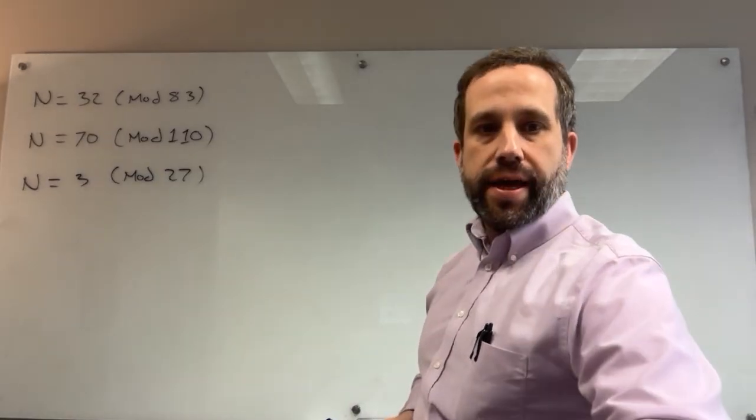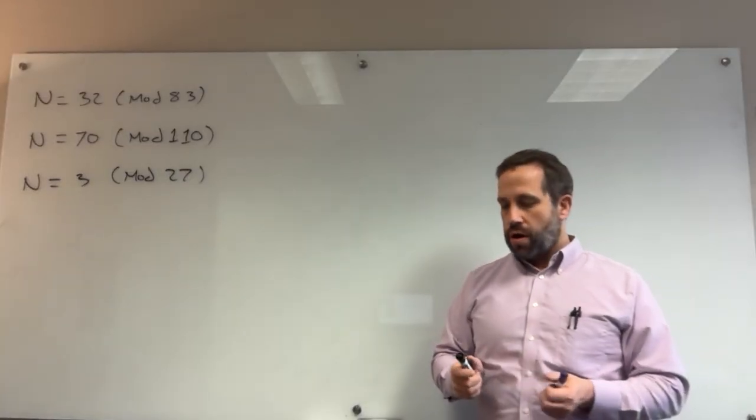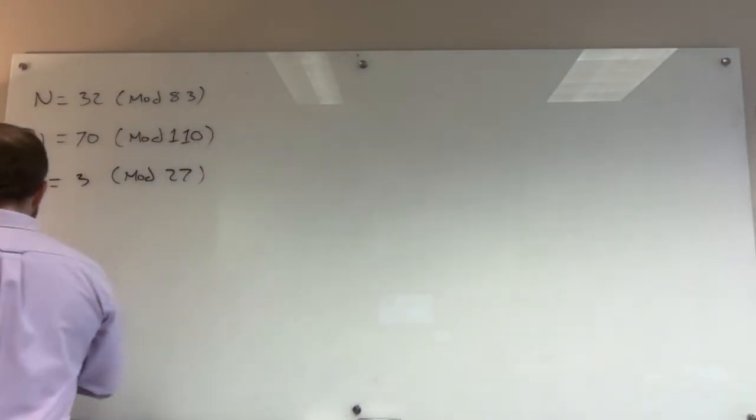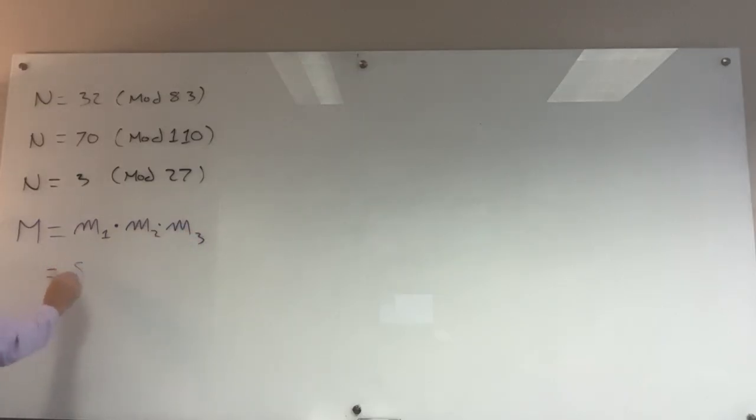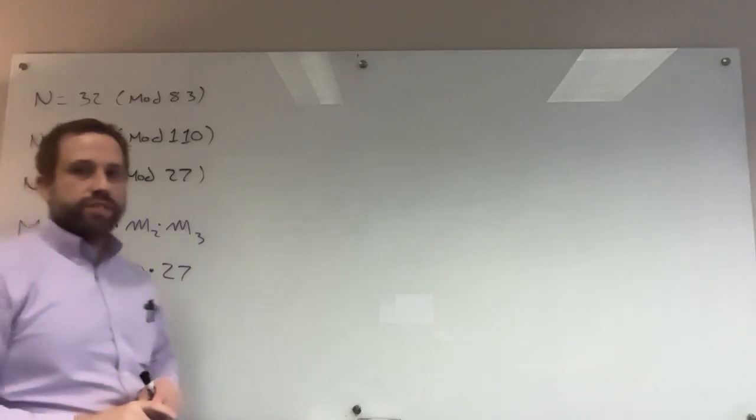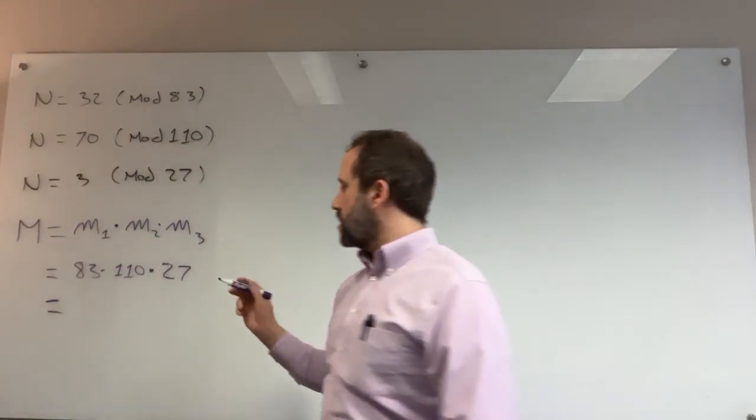So what I want to do is go over a couple of things here. The first thing we're going to do is make a number M. Let me write this in purple. M is going to be the product of the 3 moduli, m1 times m2 times m3. Or with these specific numbers, it's 83 times 110 times 27, and this is 246,510.